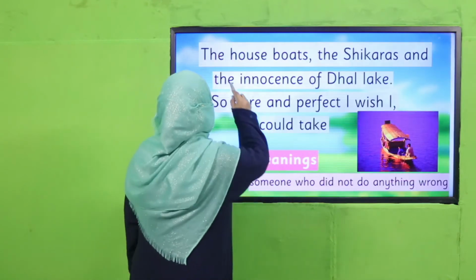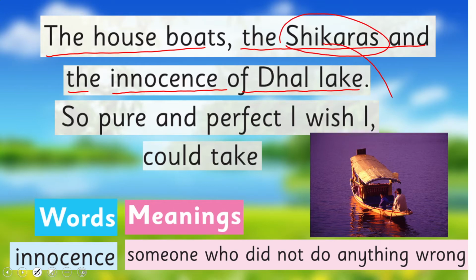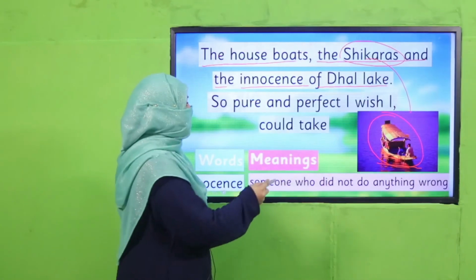Okay, and the houseboats, the shikharas, and the innocence of the lake. I hope you understand this shikhara. Do you know that? We also call it shikhar. And what is this? This is a houseboat. Like the boat is covered and there is a small house on board. In Kashmir, you must have seen it.